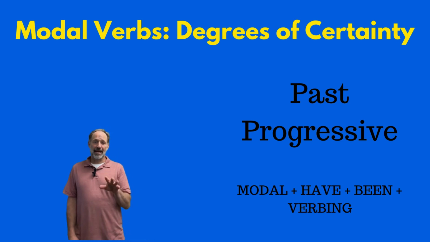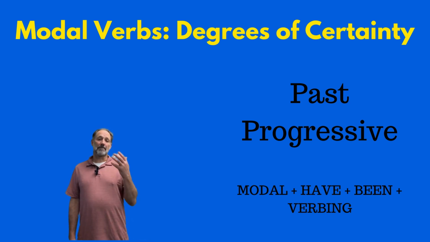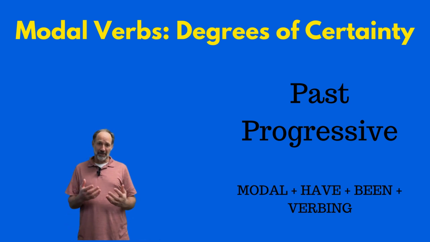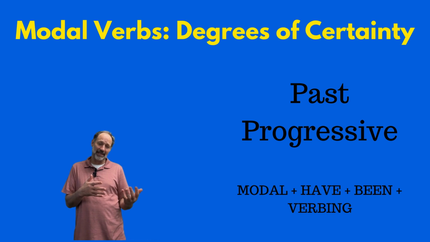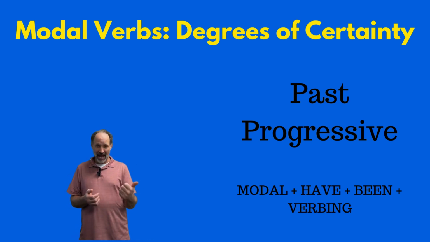Hello, today we're going to be talking about modal verbs and degrees of certainty, or how sure you are about if something happened or didn't happen. And we're going to be looking at past progressive forms for modal verbs.